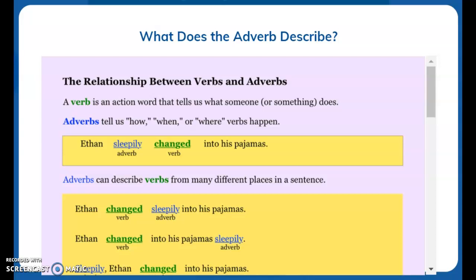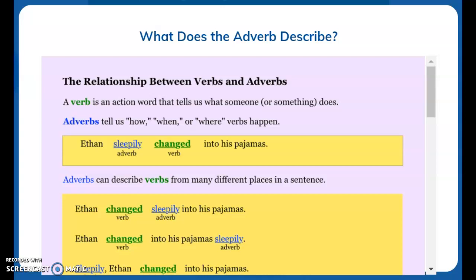Hi everyone, so today we're going to talk about adverbs, another part of speech. Adverbs are words that describe verbs, adjectives, and other adverbs. So we're going to talk about how they work with verbs.